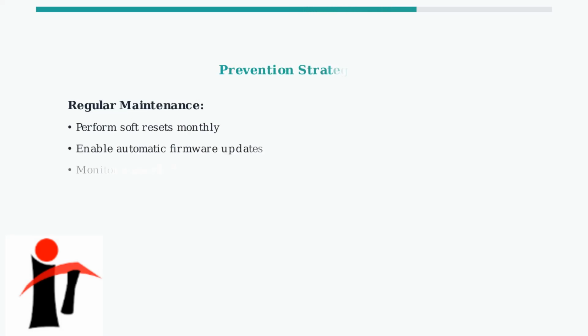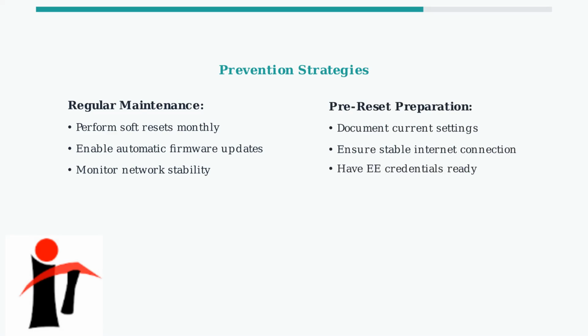Prevention is always better than cure. Regular maintenance includes monthly soft resets and keeping firmware updated automatically. These simple steps can prevent most setup loop issues from occurring. Before performing any factory reset, proper preparation is essential. Document your current settings, ensure you have a stable internet connection, and keep your EE account credentials readily available for smooth resetup.